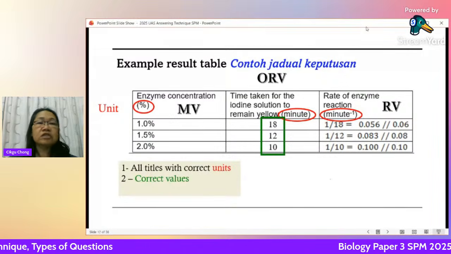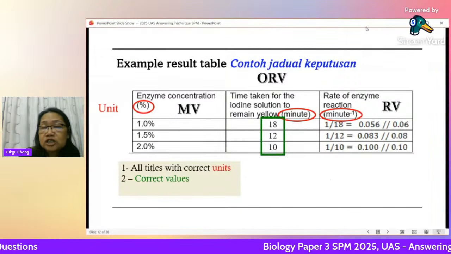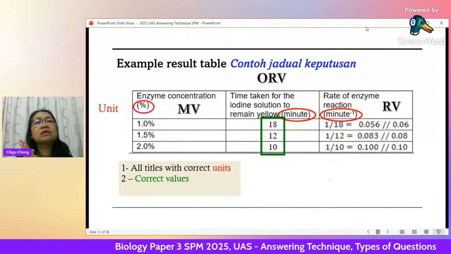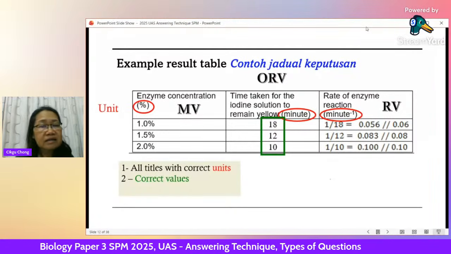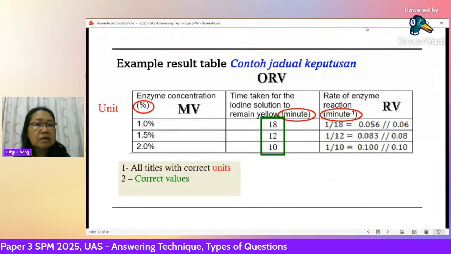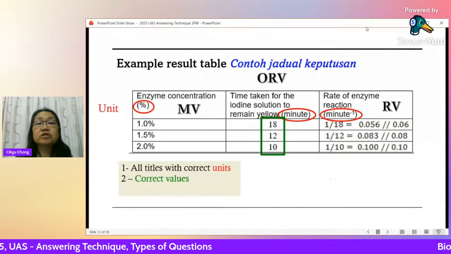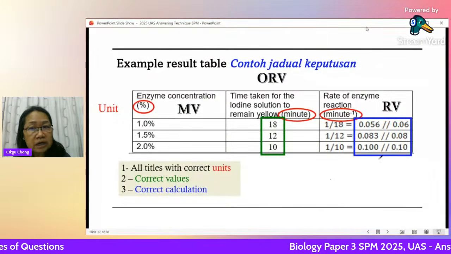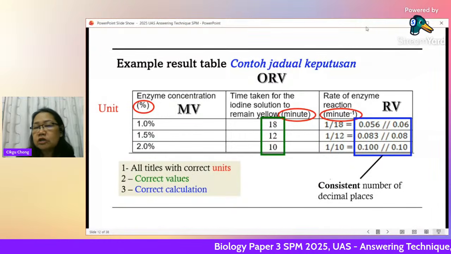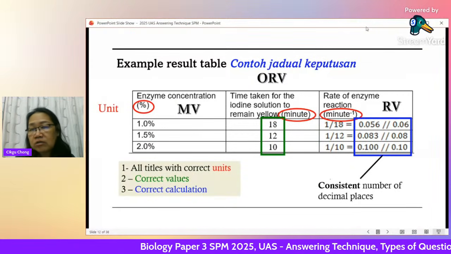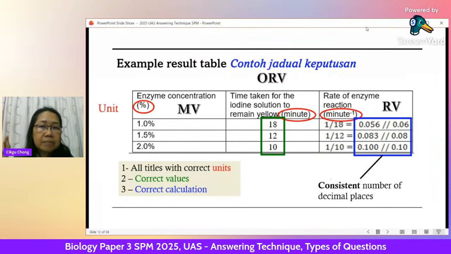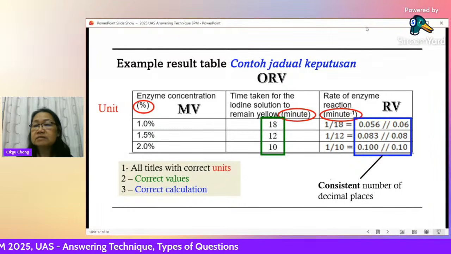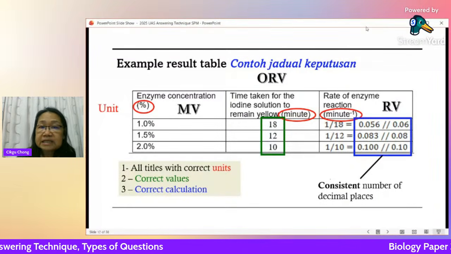They will refer to your teacher's answer first, because she is using the same substance and also the concentration and the apparatus that you're using yourself. So they will check it against your teacher's answer. Then correct calculation. Please use your calculator. It's not possible for you to be so accurate when you do your calculation by hand, and it will waste time. Please use your calculator, and you must have a consistent number of decimal places. So 3 marks there.